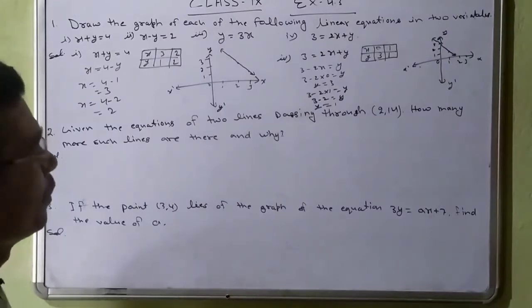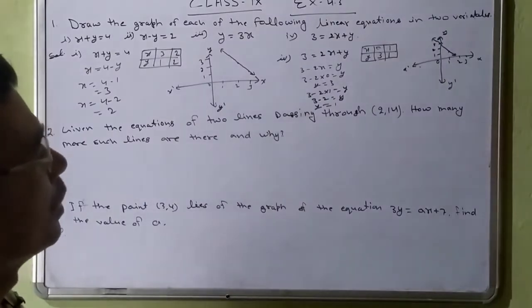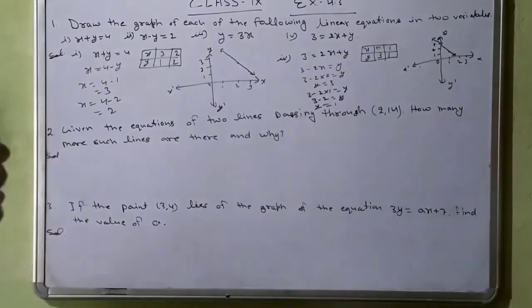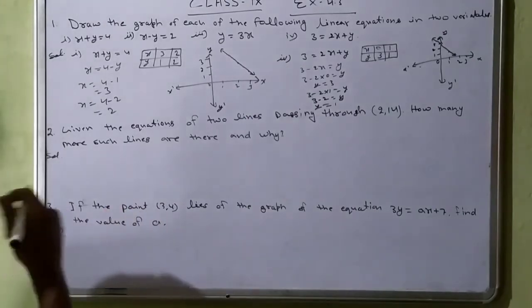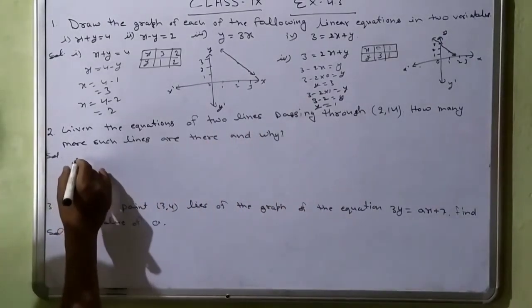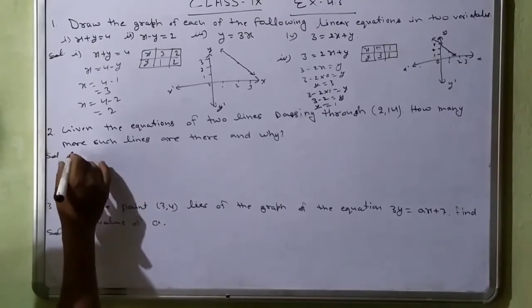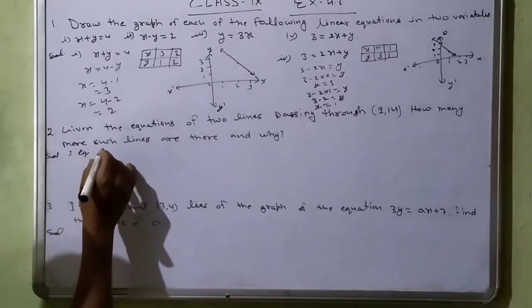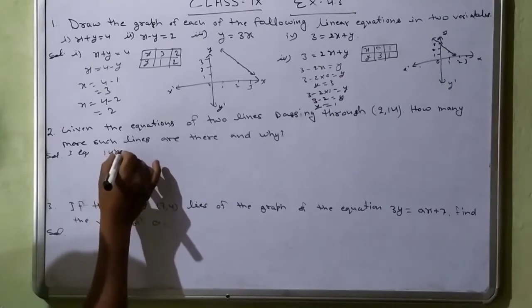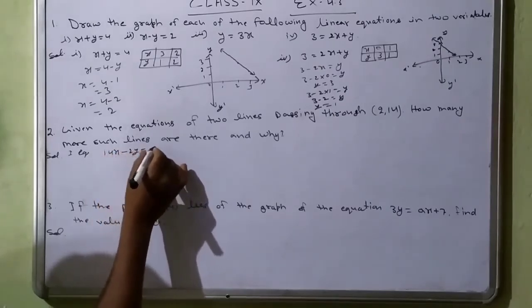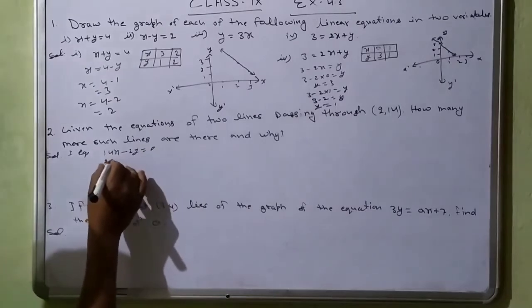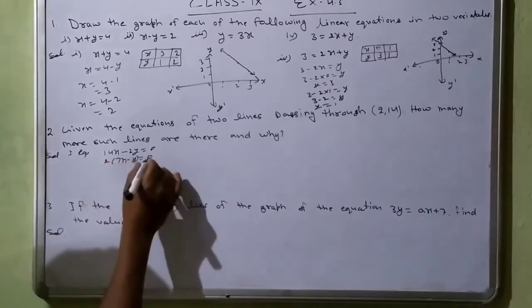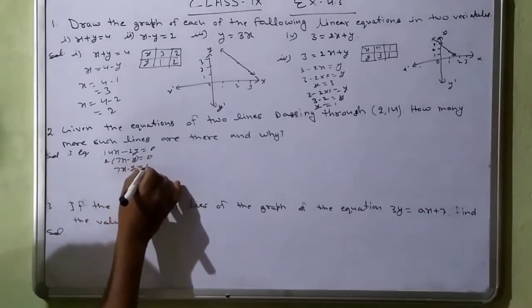Given the equation of the two lines passing through 2, 14, how many more such lines are there, and why? So first of all, the first equation will be 14x minus 2y is equal to 0. So 2 we can take common. So 7x minus y is equal to 0. So this has gone by interchange here. So what is left is 7x minus y is equal to 0.